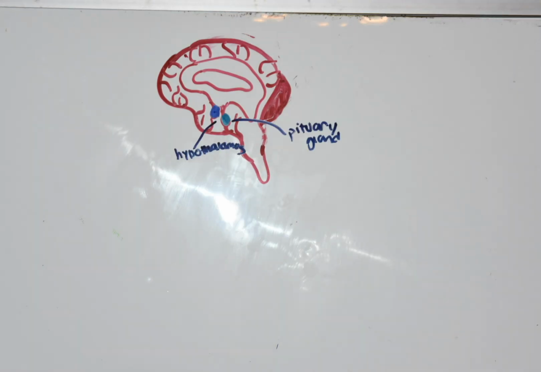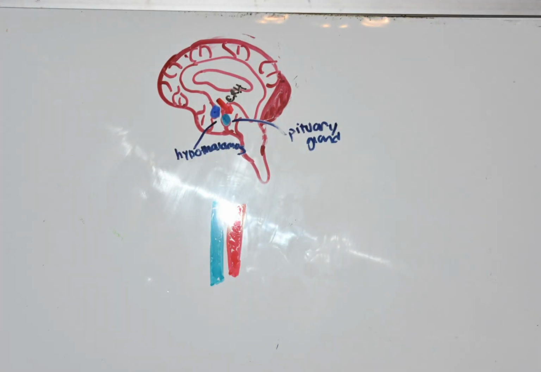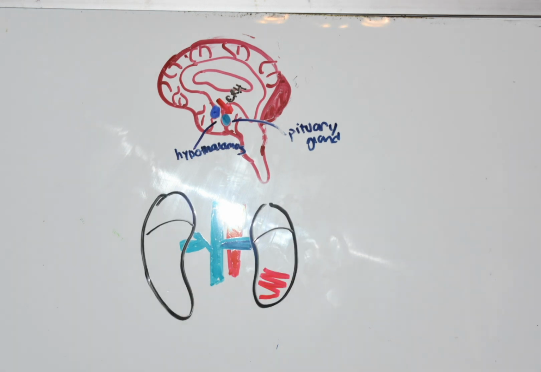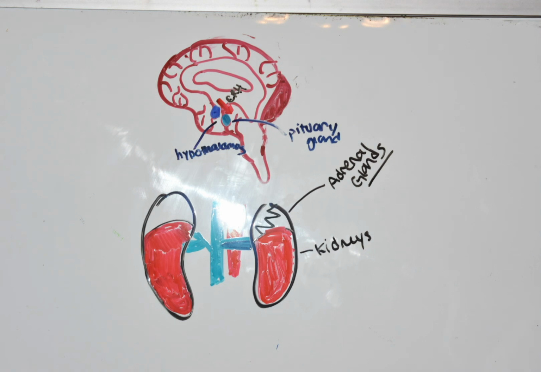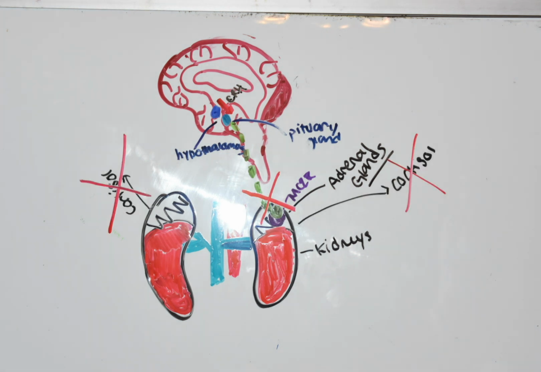Now I will be describing the signal transduction pathway of Addison's disease. In Addison's disease, the hypothalamus releases CRH and the pituitary gland releases ACTH like normal. However, in Addison's disease, the adrenal glands are damaged and cannot produce a sufficient amount of cortisol, and in some cases, aldosterone, even though ACTH is being released.